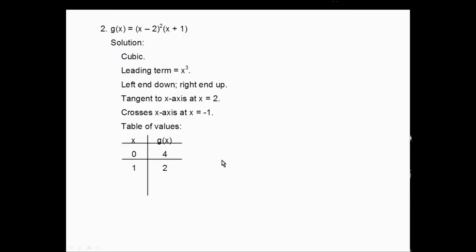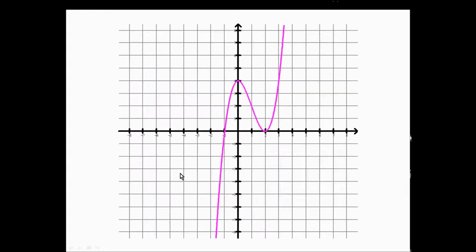Then I plugged in 1. 1 plus 1 is 2. 1 minus 2 is negative 1. Negative 1 squared is 1. That's how I got the 2. And there's my graph. Okay, crossing at x equals negative 1. Tangent at x equals 2. 0, 4. And then there was my 1, 2.